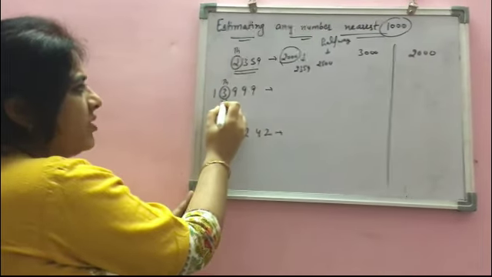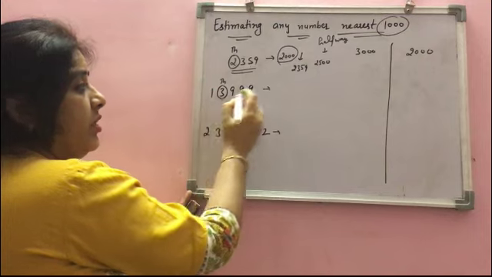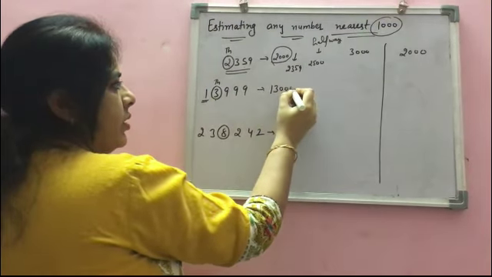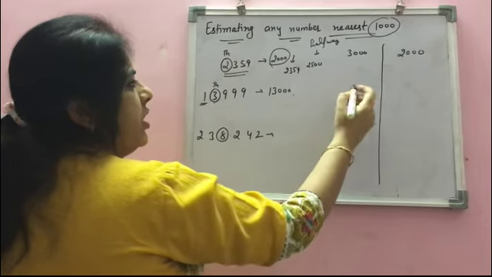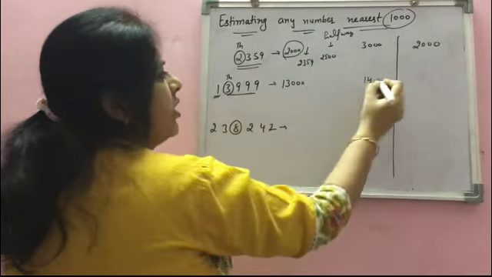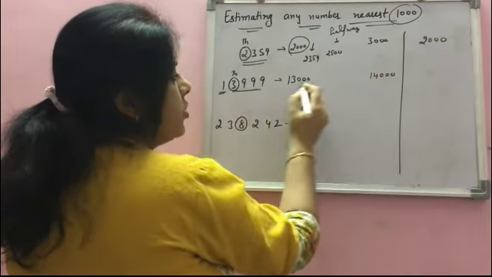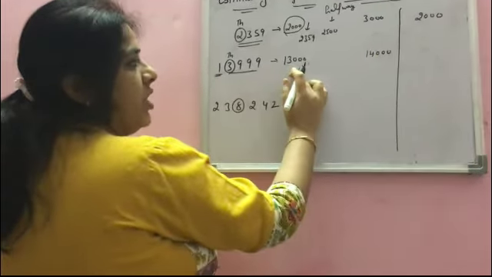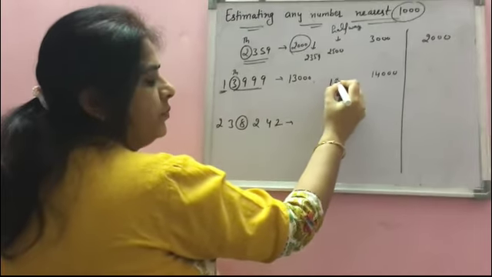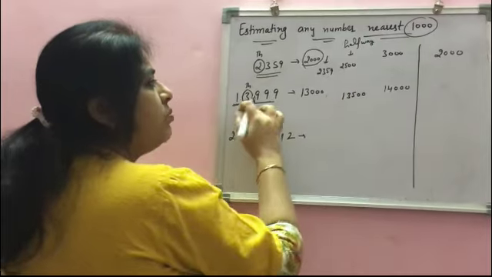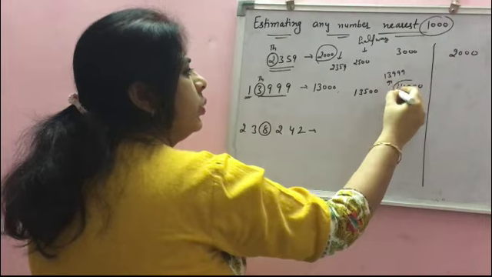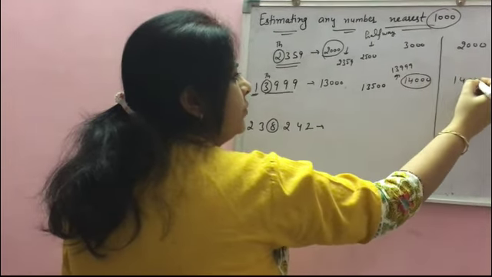Now what is the 1000 place digit here? 3. It means it will remain the same. So it lies between 13,000 and 14,000, and the 1 will remain the same. So the given number lies between 13,000 and 14,000. What is the halfway? This one. So it is more than halfway. So it is near to 14,000.